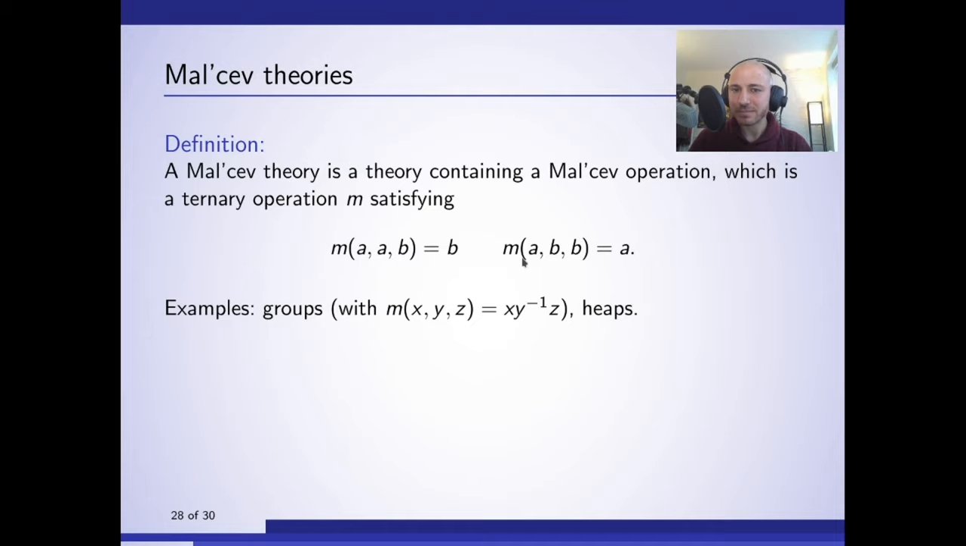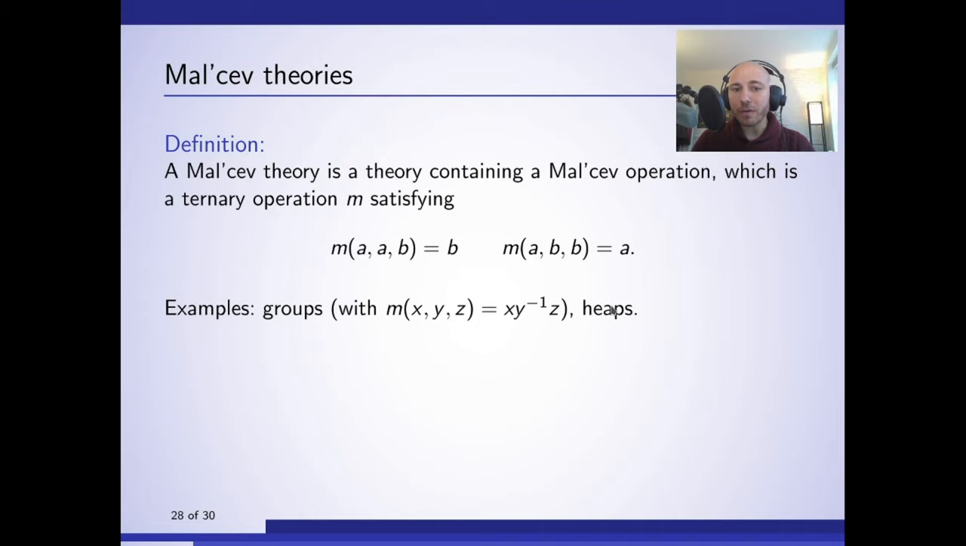A bit like proportions, a bit like affine spaces. So groups have this, but just taking x y to the minus one z. Or imagine the same additively, like x minus y plus z. Or heaps. So heaps, if you don't know what a heap is, a heap is to a group as an affine space is to a vector space. They're actually pretty much the same as torsors, except that they're torsors as an algebraic structure, written differently, basically, okay?